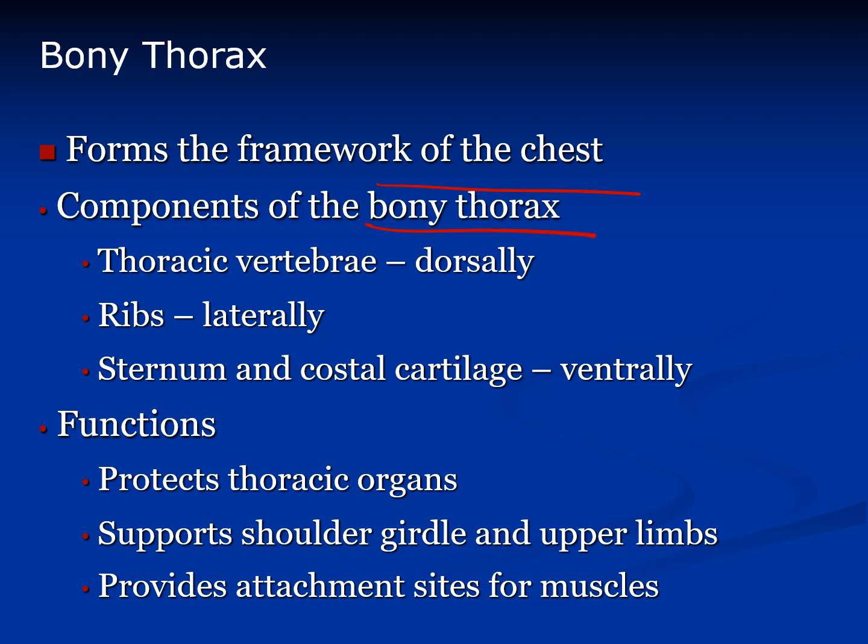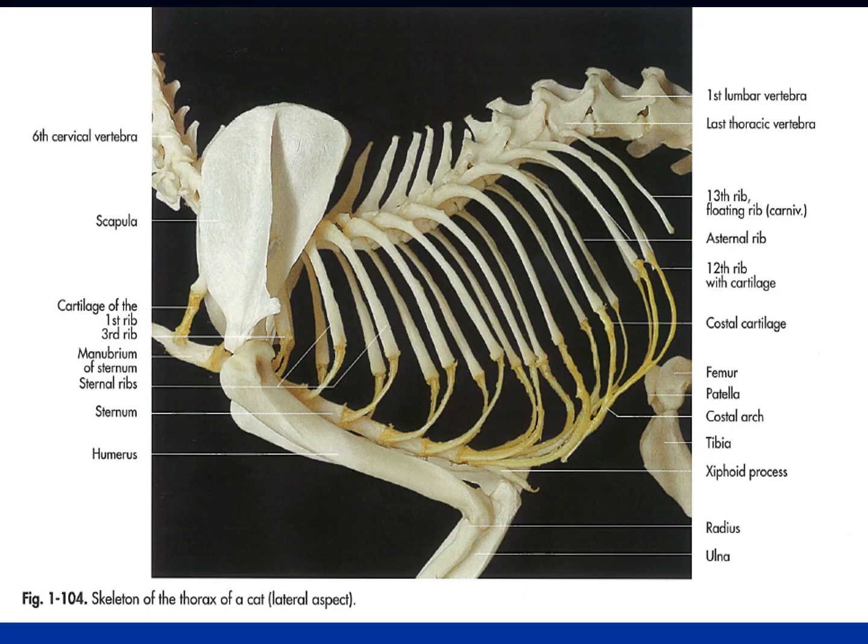The components: dorsally we have the thoracic vertebrae, laterally we have the ribs, and ventrally we have the sternum and the costal cartilage. The importance of the bony thorax is to protect the thoracic organs, the heart and the lung, support the shoulder girdle and the upper limb, and provide attachment sites for muscles. Several muscles that start from the thoracic limb, the forelimb, end in the bony thorax.